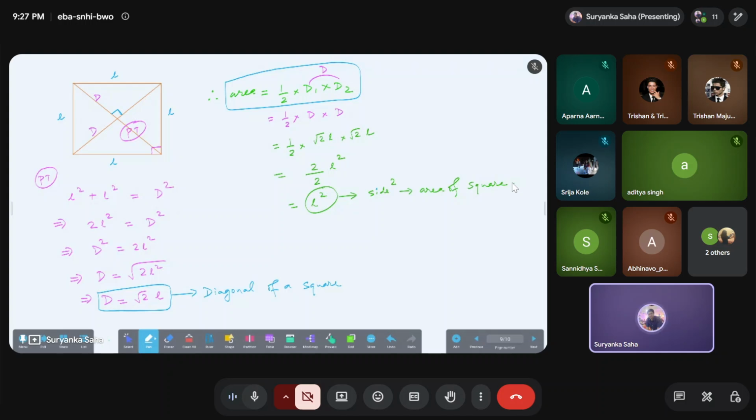Do question number 2. Take out exercise 15.2. Do question number 2. Hurry up. Quickly, quickly, quickly.